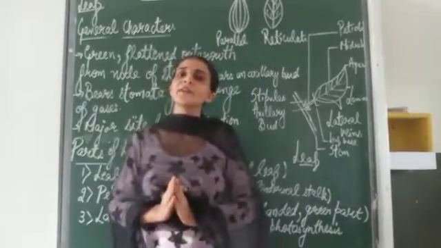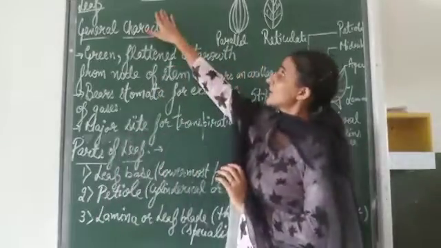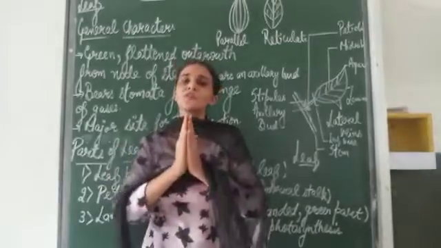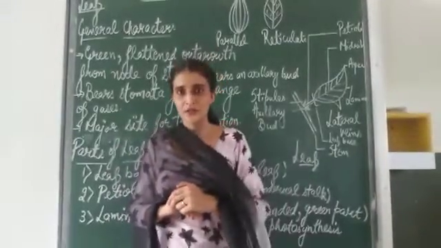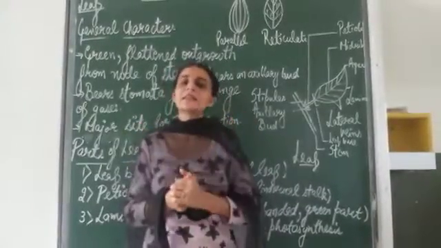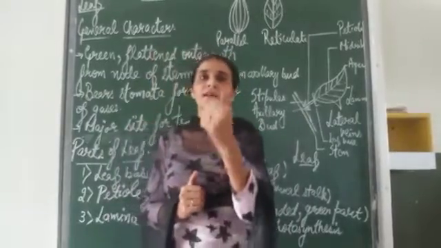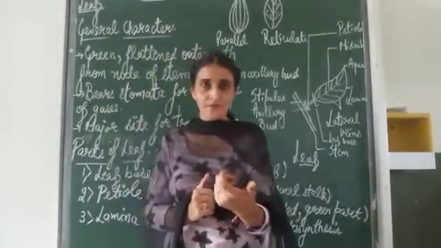So today I am here in front of you all to start with a new chapter, that is chapter number 5, Morphology of Flowering Plants. Before starting with this chapter, I would like to give you a general introduction. So what is morphology? Morphology simply means the study of external parts of plants. For example, say its size, its color, its position.